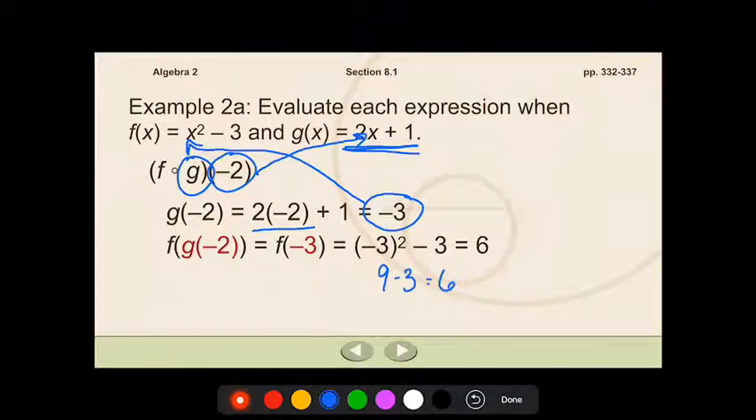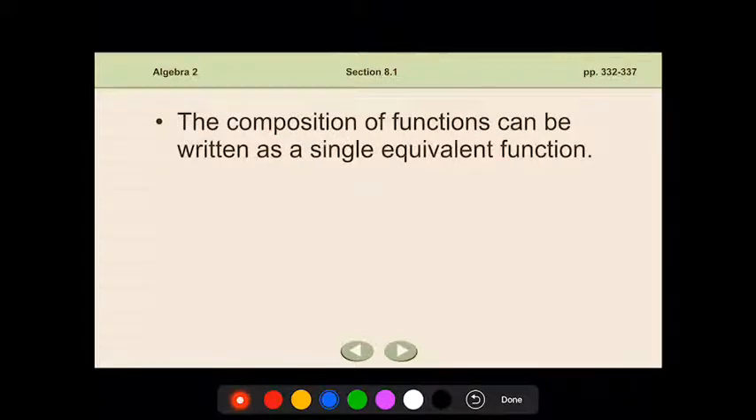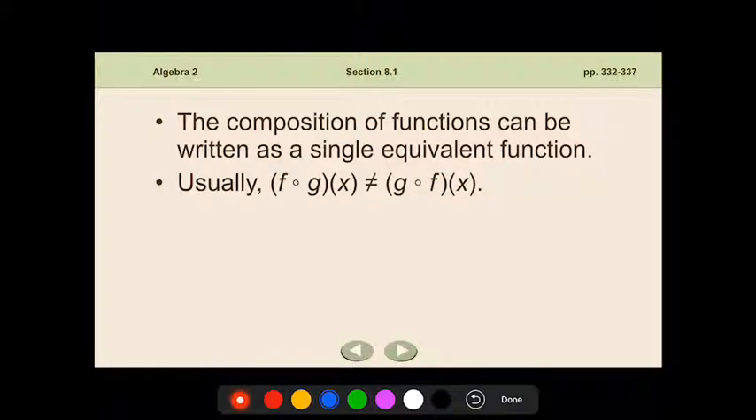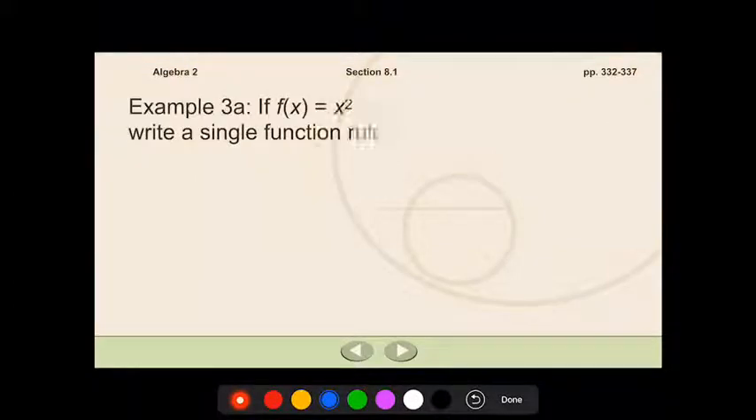which sure enough does equal 6. So the composition functions seem a little bit more difficult, and to be honest, they are a little bit more challenging, but that's how it works. You're simply substituting an entire function into another function. A composition function can be written as a single equivalent function. Usually f of g of x does not equal g of f of x, so they're not going to be vice versa. Usually that doesn't take place.